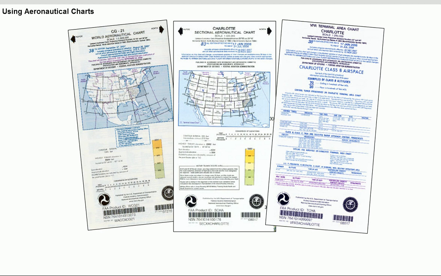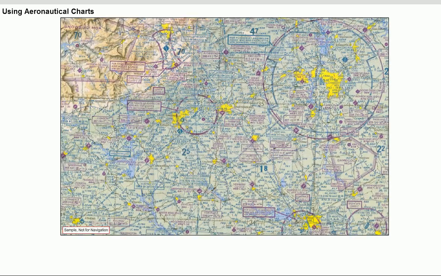The significant differences among the chart types are in the amount of geographic area and detail each displays, and how the charts are typically used. The amount of area or detail and how you use the chart are often related. A World Aeronautical Chart, or WAC, covers the most area of the three types. It uses a scale of 1 to 1 million. At this scale, 1 inch on the chart represents approximately 14 nautical miles or 16 statute miles.